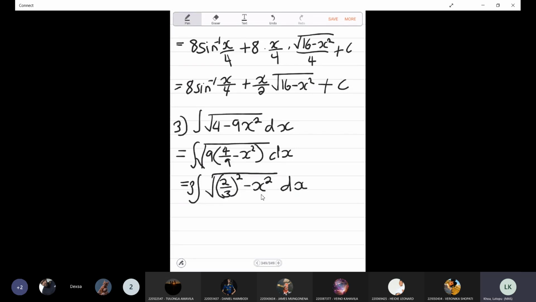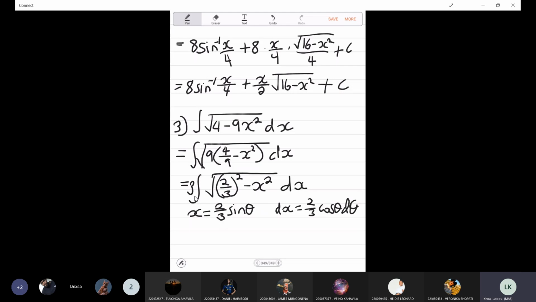So when it is in this form, we then make our substitution. So we say x is equal to 2 over 3 sine theta, and then that means that dx is equal to 2 over 3 cos theta d theta.